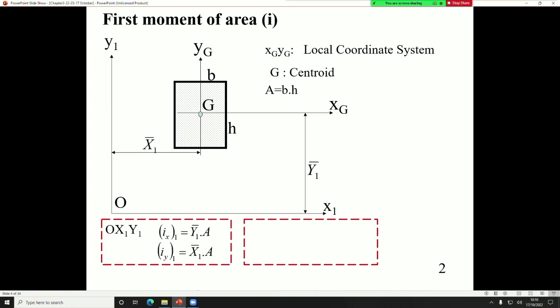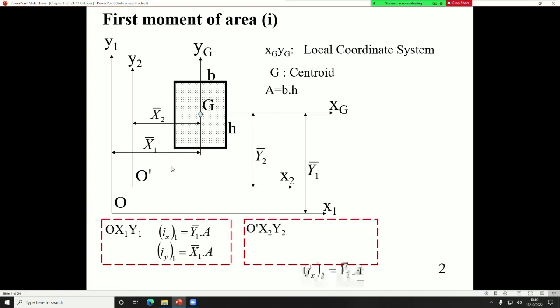Now I'm going to move the global coordinate system a bit closer to the center of gravity. In a similar way, I find the first moment of area of the section with respect to the two new axes. This is the centroid. I look at the coordinates with respect to the new coordinate system and find the first moment of area with respect to these two new axes. Obviously, when the global coordinate system goes closer to the center of gravity, the first moments of area get reduced.